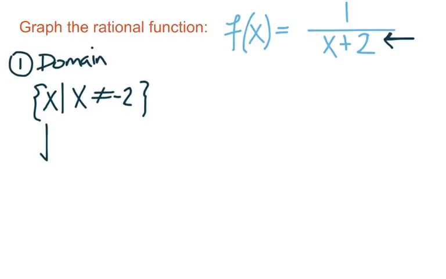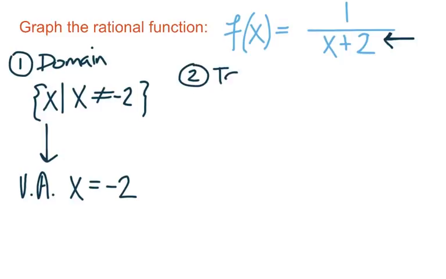That kind of implies then that this new part, this vertical asymptote part, is going to be equal to negative 2. When we get to the graph, I'll talk a bit more about that. But whatever the domain does not include, that's what the vertical asymptote is. So this first step helps us with the second step, which I'm just going to call building the table.